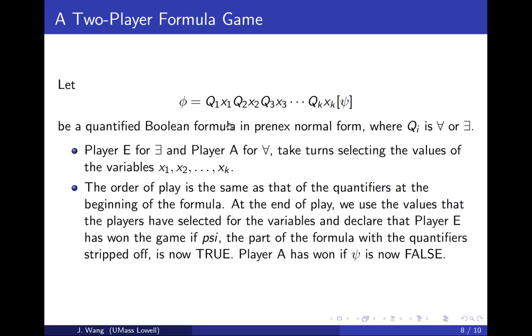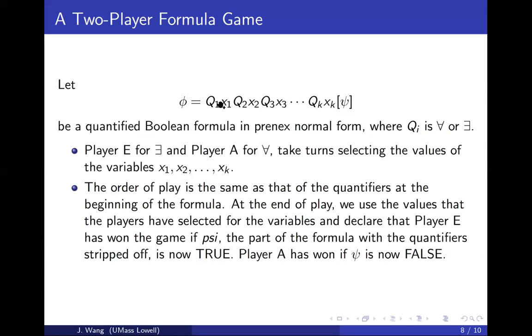This Boolean formula phi in this form is called prenex normal form. Now we have two players. One is called player E for existential quantifiers. The other one is player A for universal quantifiers. They take turns selecting the values of the variables x1, x2.